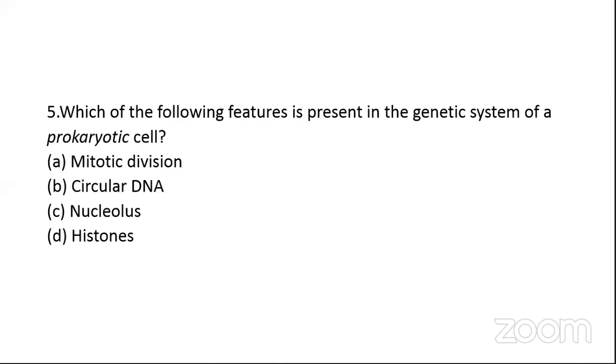Answer this. Which of the following features is present in the genetic system of prokaryotic cell? Understand this, the genetic system of prokaryotic cell. Here it is not mitotic division, it is not nucleolus, it is not histones, it is circular DNA. And they also have another circular DNA which is called the plasmid. Very important one. Very good.